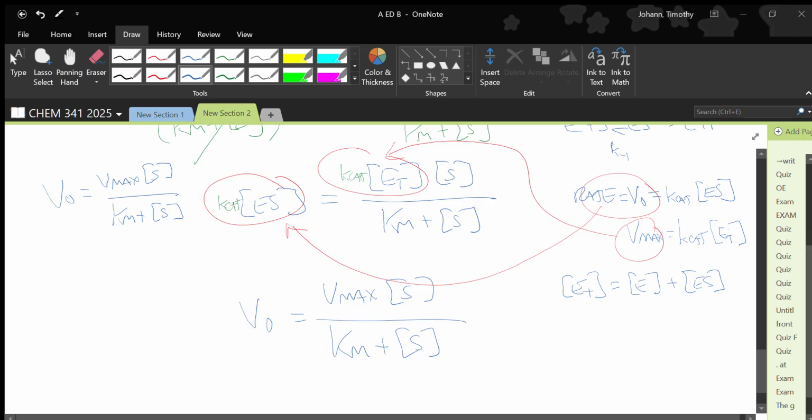So when all of my enzyme is bound to substrate, enzyme substrate complex is equal to the total enzyme. Yes? Okay. So our maximum rate is when all our enzyme is bound to substrate. So all the enzyme we dumped in, our enzyme substrate complex is equal to the amount of enzyme we dumped in, or the concentration.